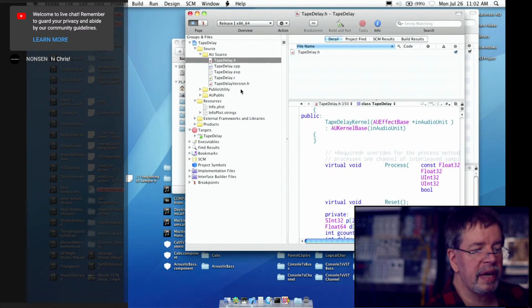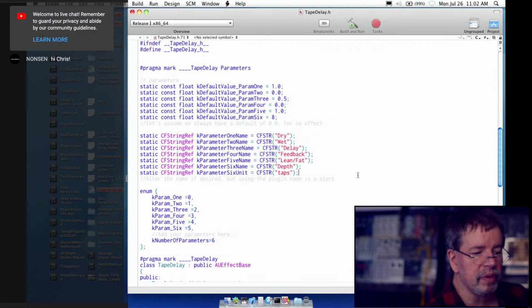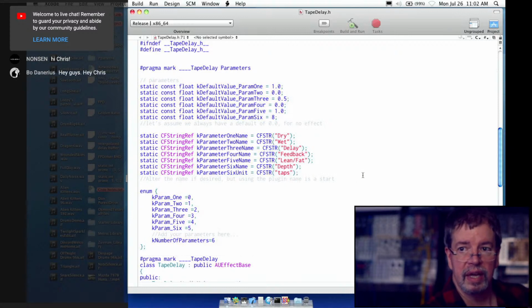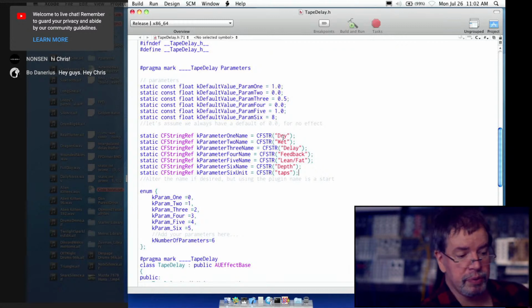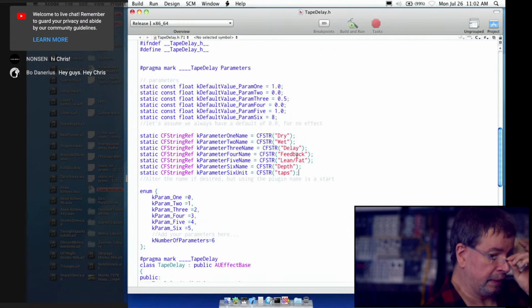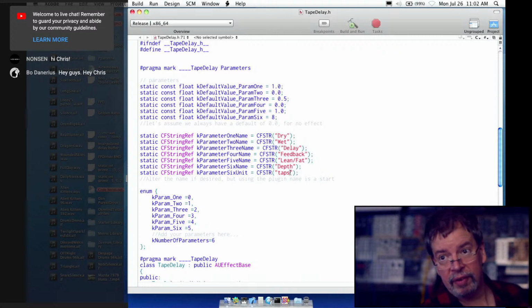And here's what we have with our original TapeDelay. Hey, Bo. So it was arranged in a really weird way. Like the dry and wet were separate controls. Delay was right down at control 3. And then there's a feedback control and a lean fat control and a depth control. And I don't need to have it as weird as that.